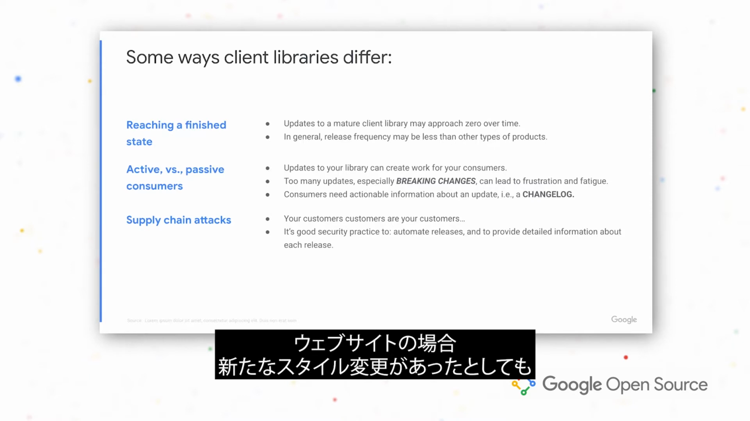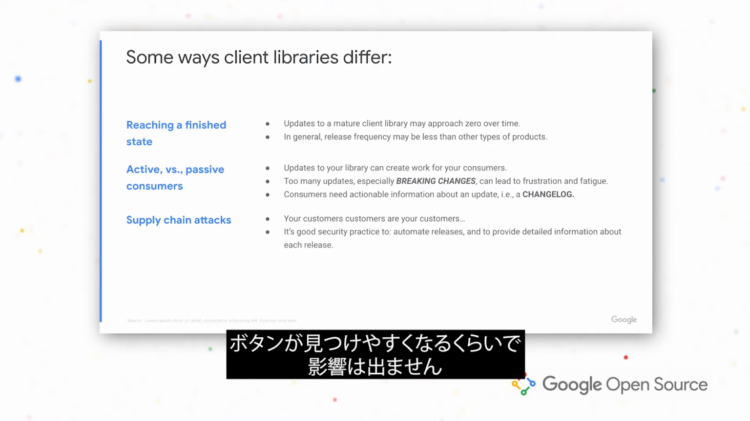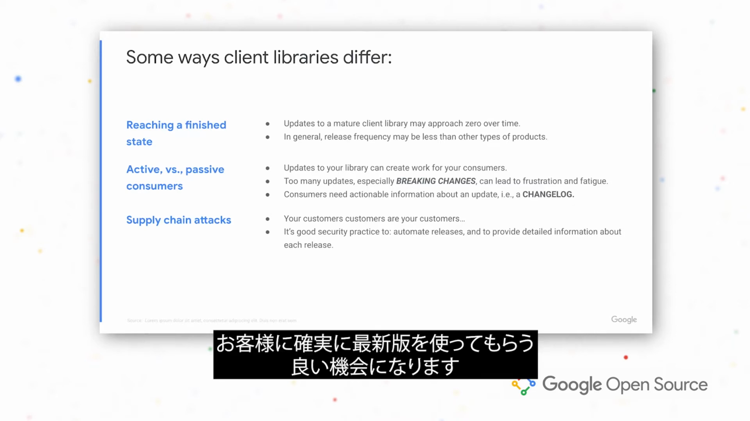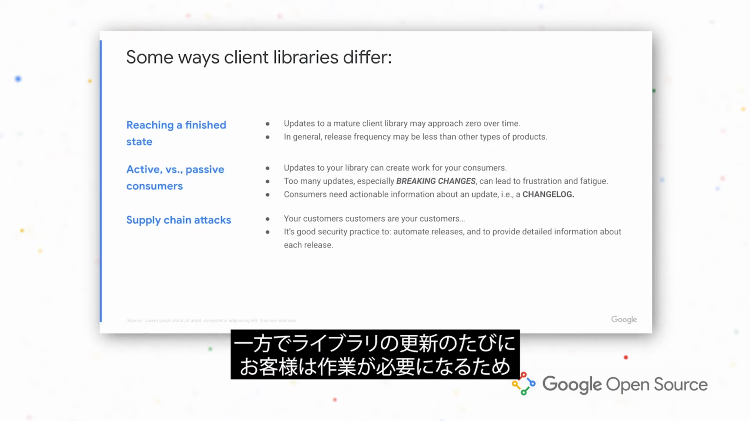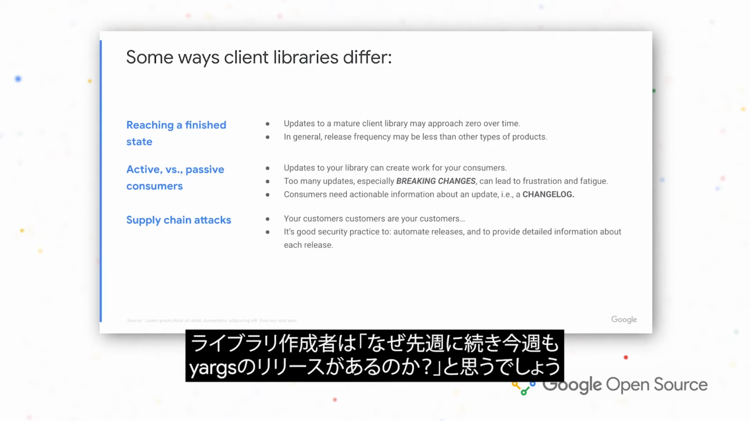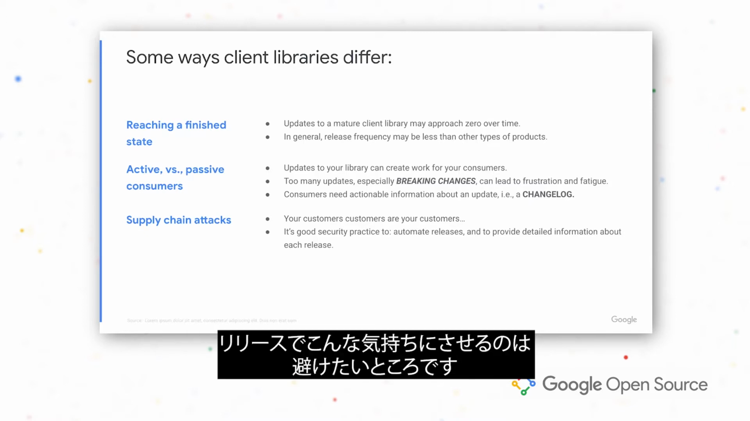Whereas on a website, a new stylistic change might go out and it doesn't have a huge effect on the end users other than maybe they find a button more easily. If you release a version of your client library, it's good practice for your consumers to in turn make sure they're up to date on the newest version of the library. And in turn, these updates to your library can create work for your consumers. Too many updates, especially breaking changes, can lead to frustration and fatigue. Client library authors saying, "Why the heck is there another release of Yargs this week? I just updated a week ago." This is the kind of mentality you want to avoid when you're releasing client libraries.